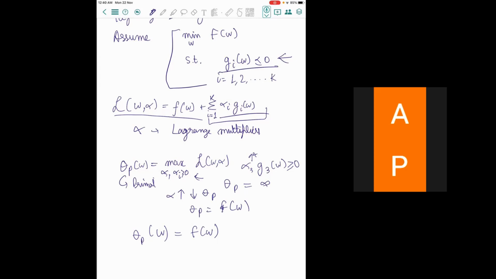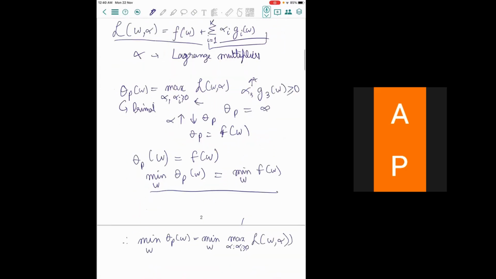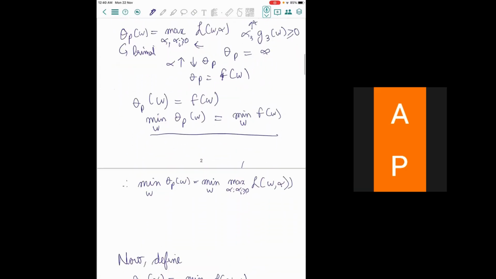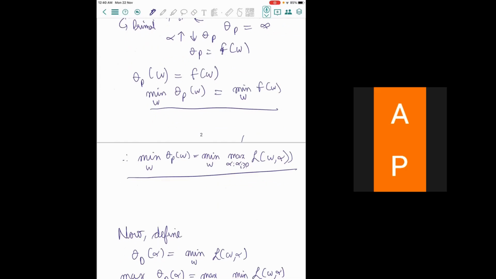Then after that, we just minimize theta p with respect to w, and we get back our original problem, that is fw. So this makes sense if the gi's satisfy this condition. If the gi's don't satisfy this condition, then this goes to infinity. So in case that condition is satisfied, we get fw and we get back the original problem. You can write it in extended form as theta p is equal to minimum over w, maximum over alpha, such that all alphas are positive, of the Lagrangian.